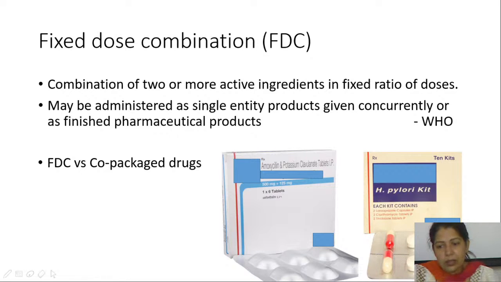This in India is called co-packaged drugs. That means this is a kit for H. pylori infection wherein a PPI is combined with 2 antibiotics. So the 3 drugs are there in one package. One capsule would have one ingredient, the other tablet would have the second ingredient, the third tablet would have the third ingredient. They are not in the same tablet. 2 or 3 ingredients are not there in the same tablet. So this is a co-packaged formulation. Broadly speaking, this also falls under the fixed dose combinations.